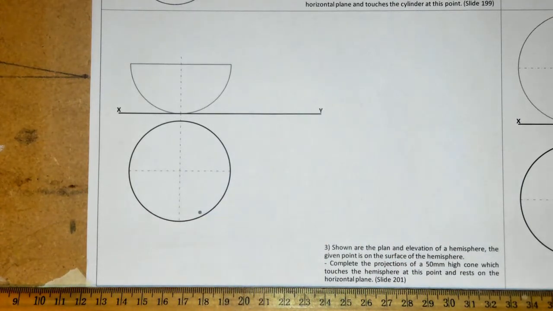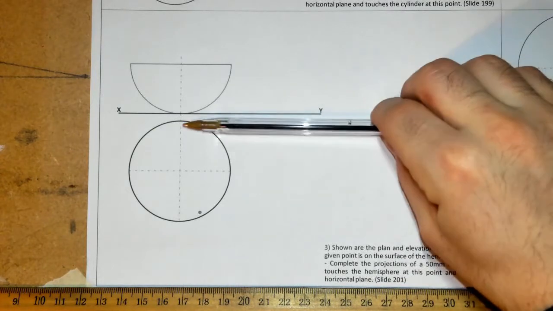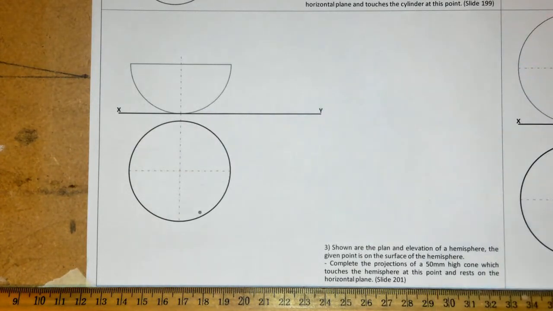We can see it down here in our plan view. Complete the projections of a 50mm high cone which touches the hemisphere at this point and rests on the horizontal plane. So at this time we actually have a cone, and it's touching a hemisphere, so hemisphere, sphere, same principles, and it's 50mm high and it's obviously resting on the ground, on the horizontal plane. First of all, we're given the point of contact.